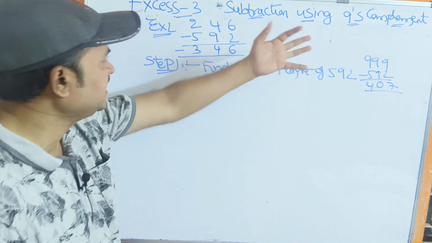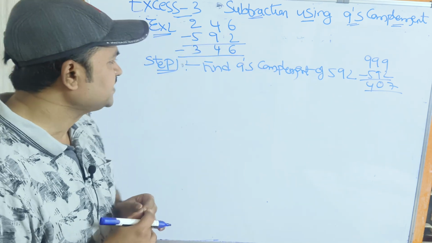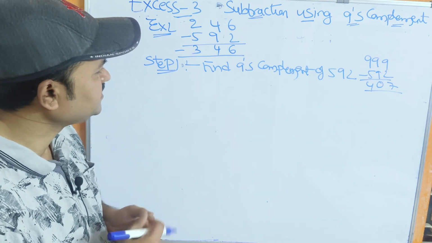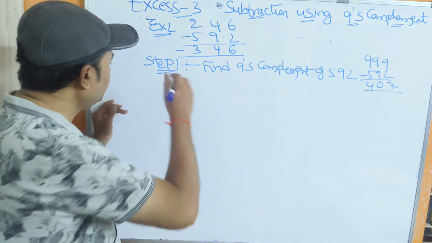Now let us see with the help of this approach. So step 1, find the 9's complement of the second number, that is 592. So 999 minus 592 means 9 minus 2, 7; 9 minus 9, 0; 9 minus 5, 4.